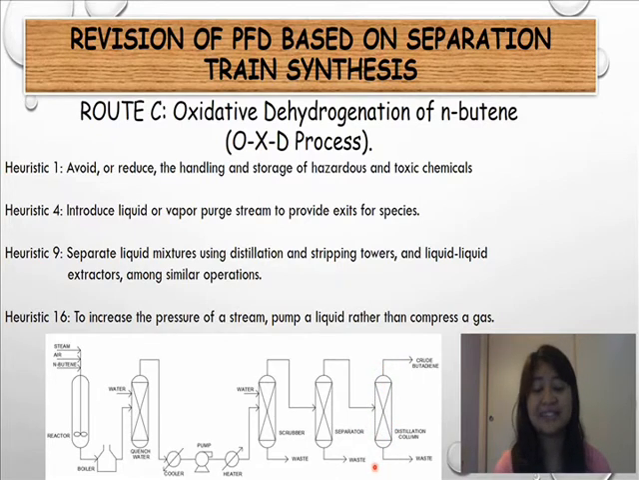Lastly is heuristic 16, which is to increase the pressure of the stream, pump a liquid rather than compressing a gas. This heuristic is applied in our process because we replace the compressor with a pump, which also will include our cooler and heater in the process. Okay, that's it from me. Thank you.